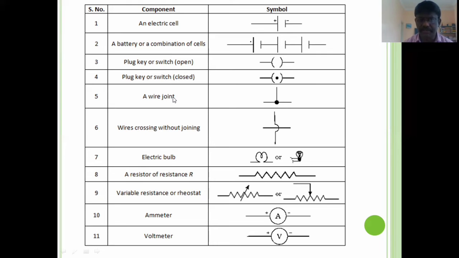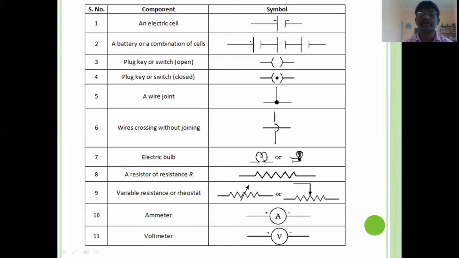A wire joint is this one. In order to branch out the current, we need this type of arrangement. Wires crossing without joining. When we don't want, means we have to take the current to different places, but they are not supposed to be connected. In such cases, this is the symbol which we use in electric circuits. Means what? Wires crossing without joining.